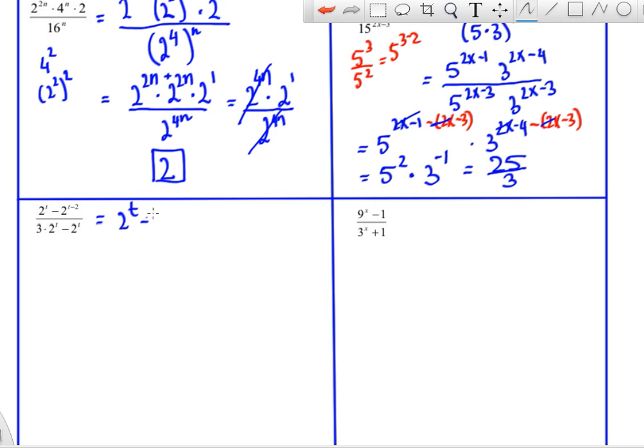So first, let's rewrite this one. So this is a 2t times a 2 to the negative second. If you multiply like bases, you add exponents. So that should give me 2 minus t there. So that's the same thing.